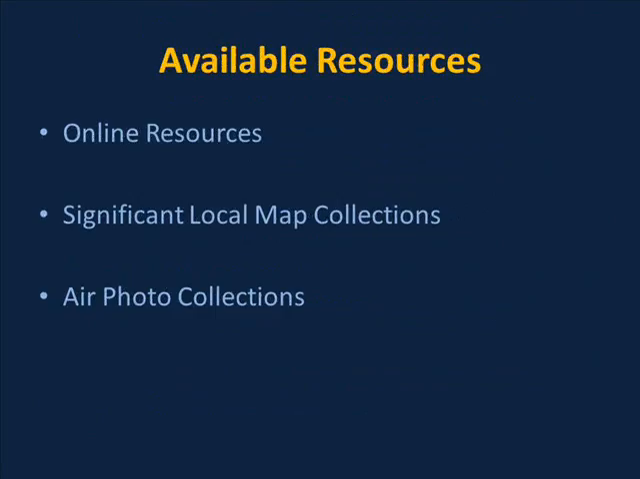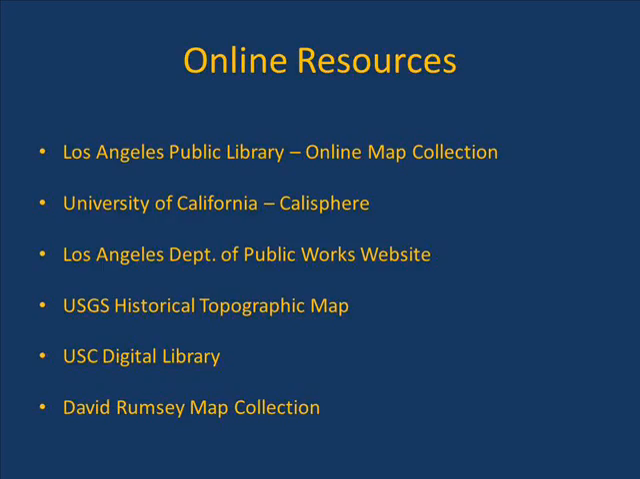There are three types of resources we will be concentrating on in this presentation: online resources, significant local map collections, and air photo collections. With regard to online resources, we will look at the Los Angeles Public Library online map collection, the University of California Calisphere, the Los Angeles Department of Public Works website, the USGS Historical Topographic Map Site, the USC Digital Library, and the David Rumsey Map Collection.